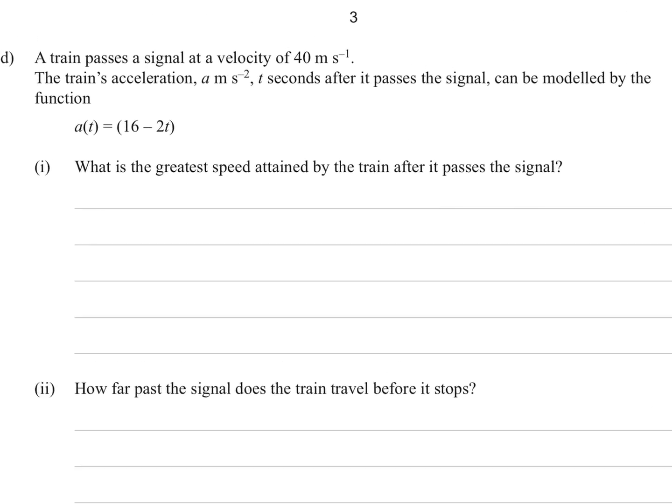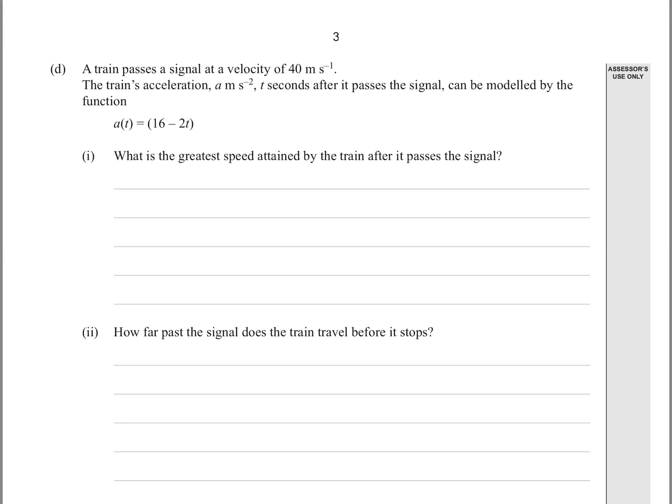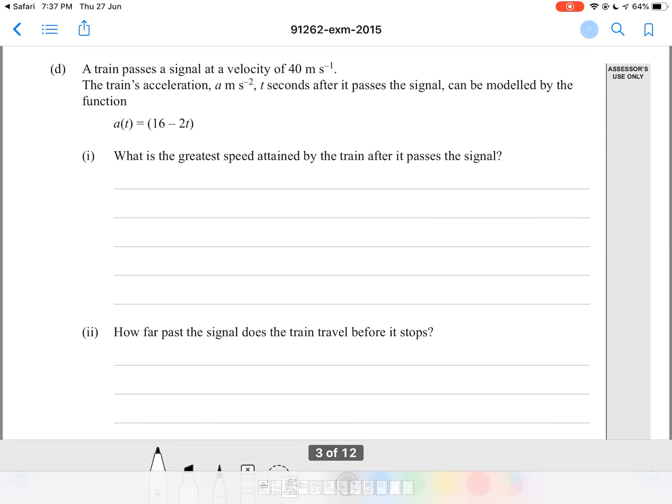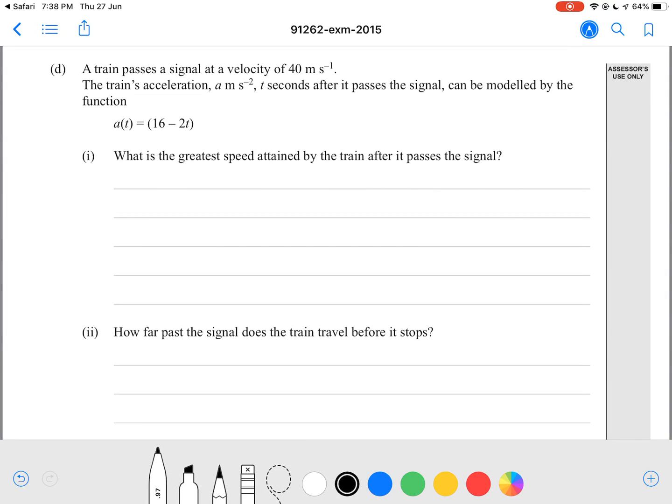A train passes a signal at a velocity of 40 meters per second. The train's acceleration, a meters per second squared, t seconds after it passes the signal, can be modeled by the function a of t equals 16 minus 2t. What is the greatest speed attained by the train after it passes the signal? So if we're trying to find the greatest speed, we integrate this. Once again we have our AVD: acceleration integrates to get velocity. If you integrate velocity, it will get you distance, and vice versa. If you differentiate distance, you'll get velocity, and if you differentiate velocity, you'll get acceleration.